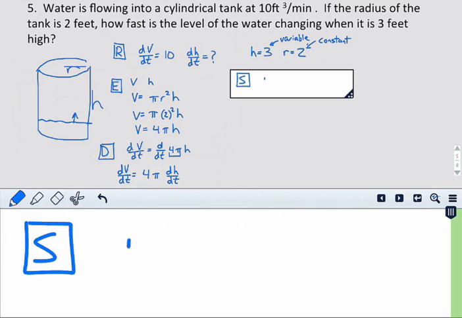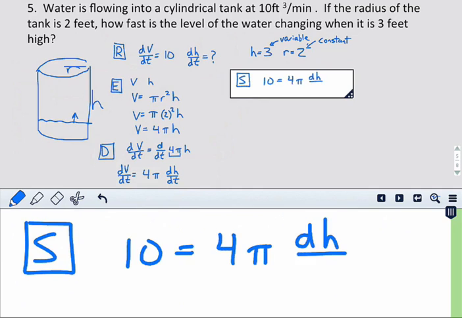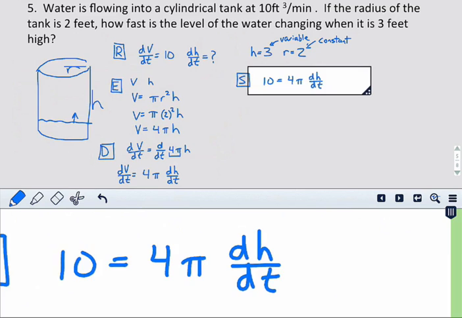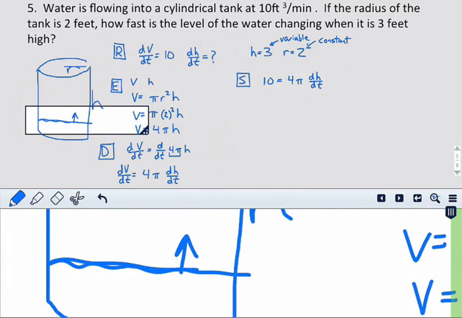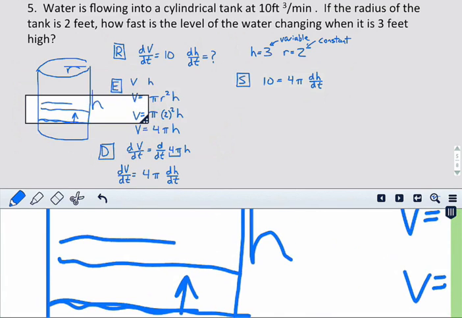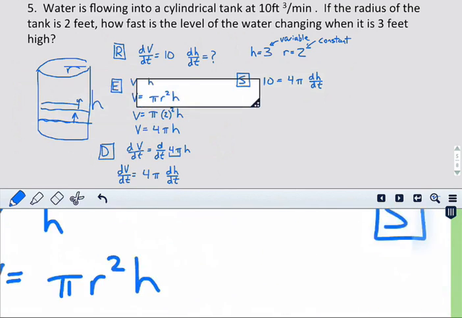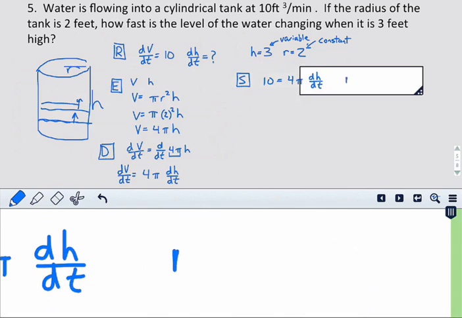dV over dt is 10. 4 pi is our constant, and what we're looking for is dh over dt. And notice here that the height doesn't actually even change our rates. So pretty much what that's telling me is as this is increasing, because that radius stays the same, it's increasing at the same rate at whichever height we're at. And you can see that because there's no h in this equation.